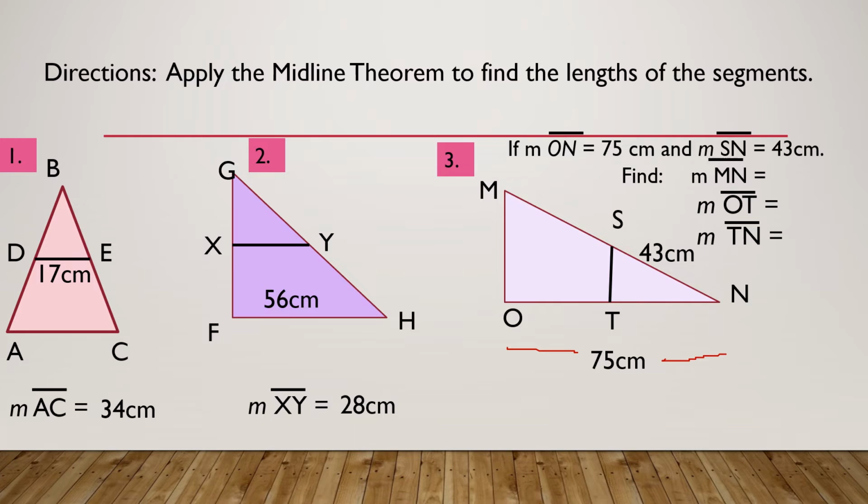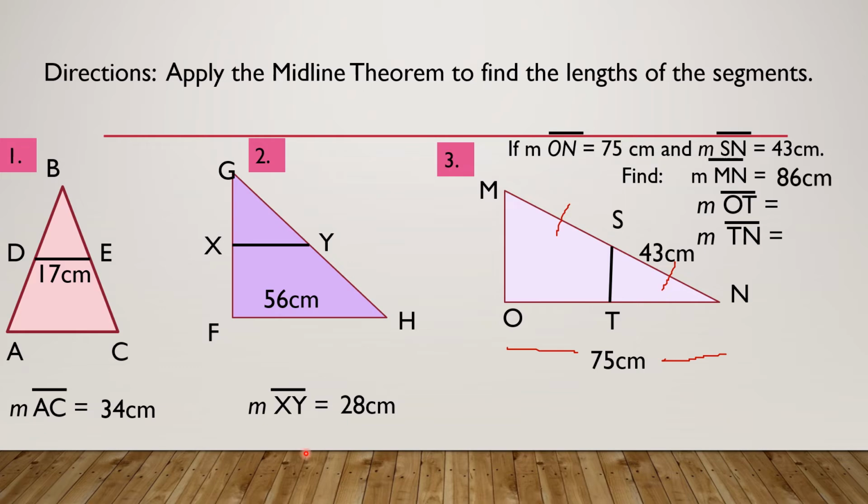Now, what is the length of MN? We know that S is the midpoint of MN. We know also that T is the midpoint of ON. So to get the length of segment MN, if this is 43, this is also 43, because they are equal, being at the midpoint. So it means that MN is equal to 86 centimeters.